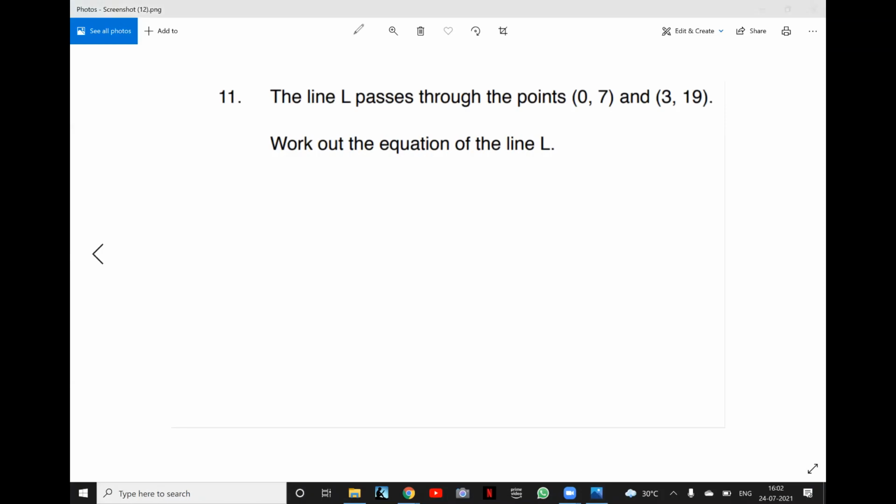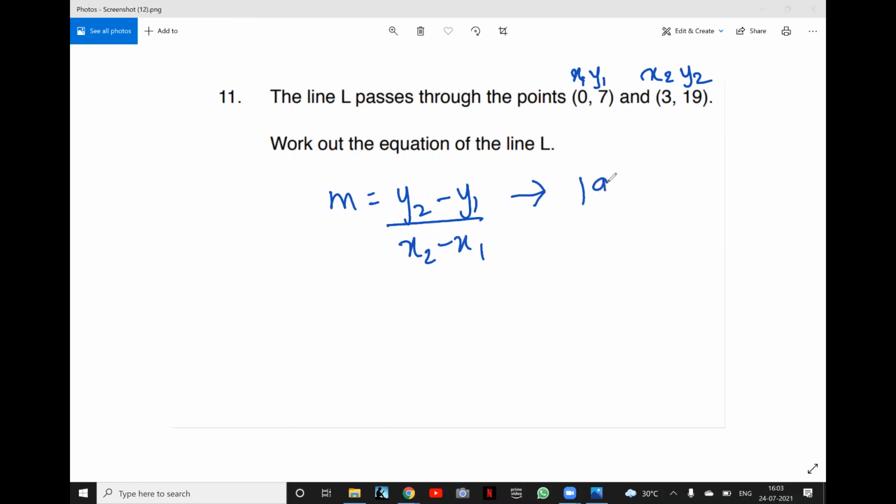There is another variation. This is again the same type. It is a straight line like this, x1, y1, x2, y2. Correct? So m is equal to y2 minus y1 upon x2 minus x1. What is y2? 19 minus 7. x2 minus x1 is 3 minus 0. So what is this? This is 12 over 3, right? So it is 4. Now I know that my gradient is 4.